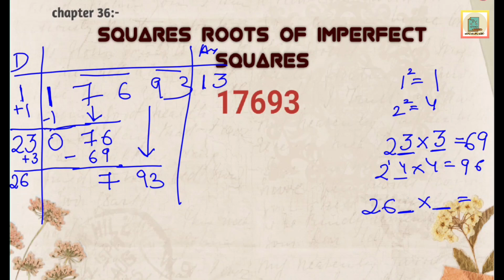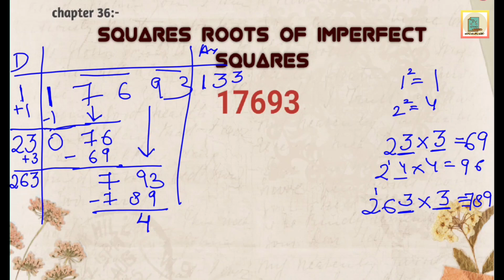So let's try by 3 again. 3 3s are 9, 3 6s are 18 and 3 2s are 6 and 7. So it's 789, which is very near to 793. So write 3 over here in the divisor part and 3 in the answer part as well. So minus 789, we get 4 in the dividend part. Now 4 we've got as a remainder.